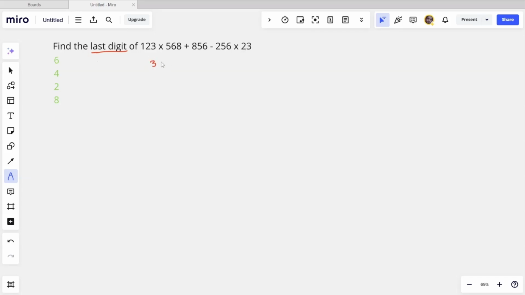So 3 into 8. Okay. The sign is plus. And what is the unit digit of this? Which is 6 minus 6 into 3. Okay. So 3 into 8, which is equal to 24, plus 6 minus 18. Okay. So 24 plus 6 will be 30, minus 18. It will become 12. And what is the unit digit of 12?